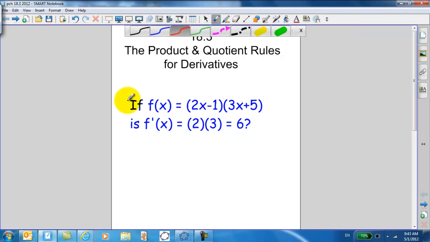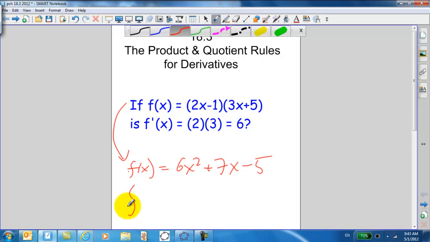Well, let's just check it by doing the expansion first. If we were to expand it out, we'd get 6x squared plus 3x plus 10x plus 5, which is 6x squared plus 13x plus 5. And the derivative would be 12x plus 13. Very different from 6. So no, we can't just distribute the derivative idea over multiplication.